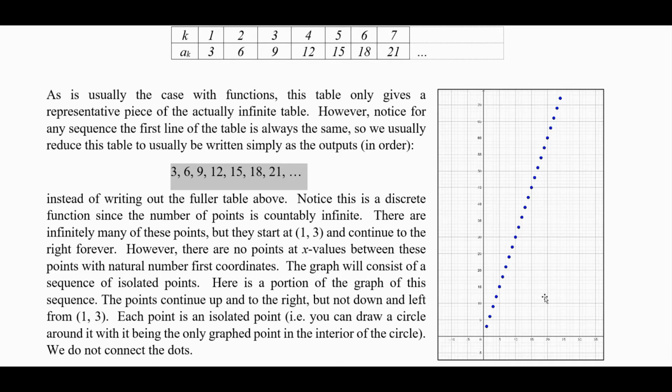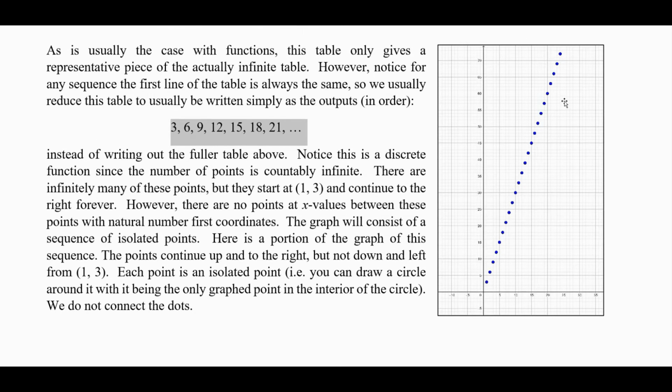So what that means is you can draw a little circle around the point, and within that circle, if it's small enough, the only point of the graph will be that one dot. So it's isolated. We do not connect the dots. So this is the first dot here, at 1, 3. There is nothing to the left or below this. They do go up and to the right forever.